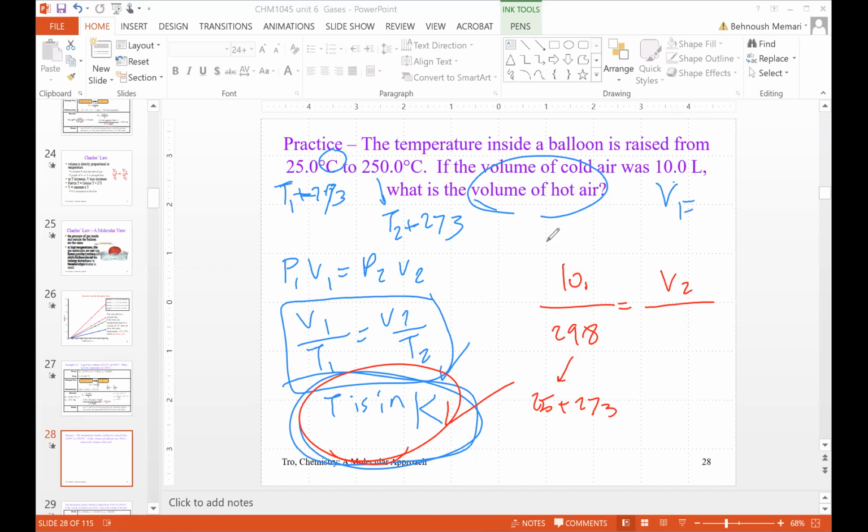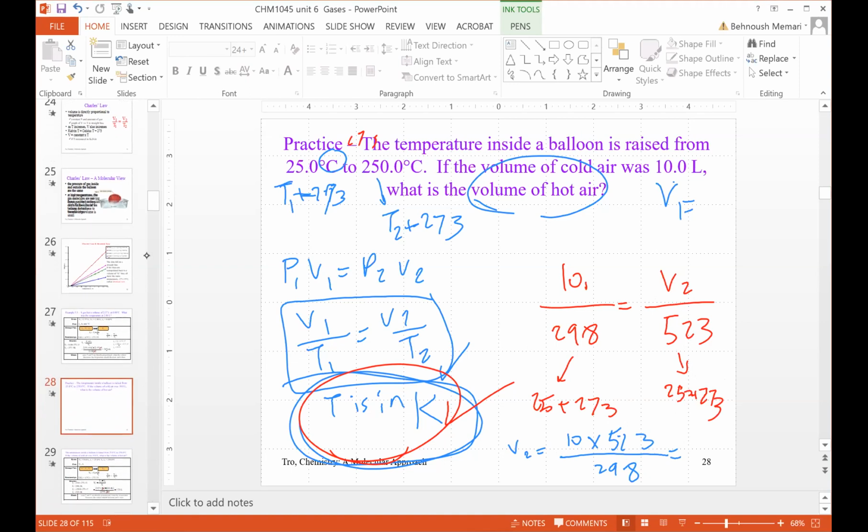V2, that is the question, over, what is this number plus 273? That is 523, I think so. And then you find the value for V2, and this is 250 plus 273. So you know where it's coming from. And to find the V2, you would say 10 times 523 divided by 298. Whatever you find is going to be the value for the volume.